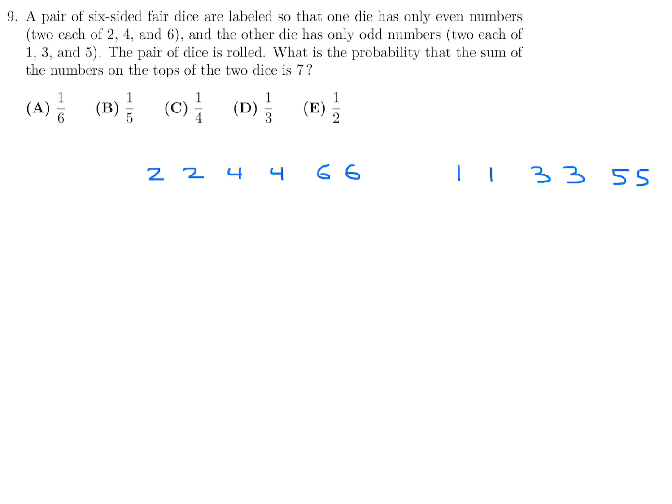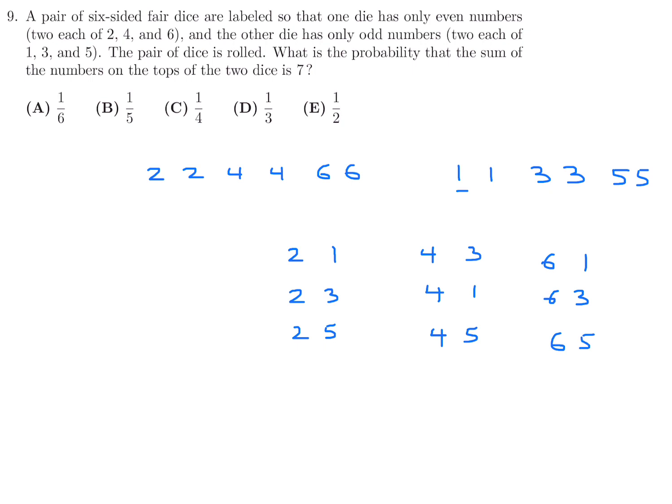So for the first die, you can have 2, and then from the second one, you can have a 1. So that's one possible combination. So I'll just write out all the combinations. You can have 2 and 3. You can have 2 and 5. Or you can have 4 for the first one and 3, 4 and 1, 4 and 5. Or you can have 6 and 1, 6 and 3, and 6 and 5, right? These are the only possibilities.